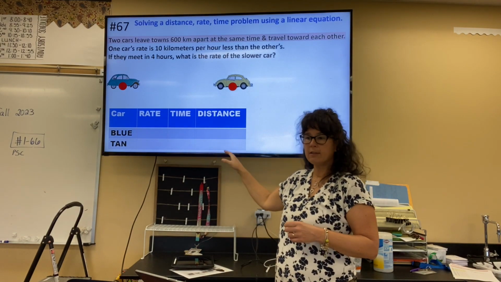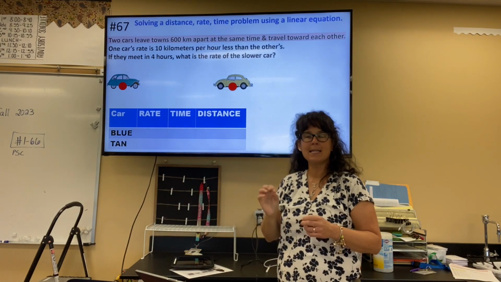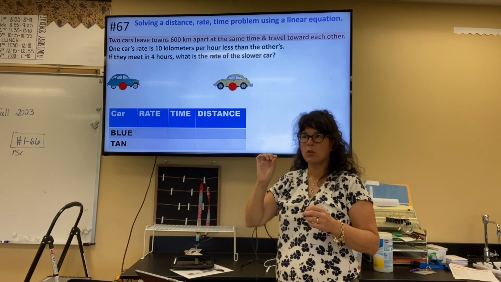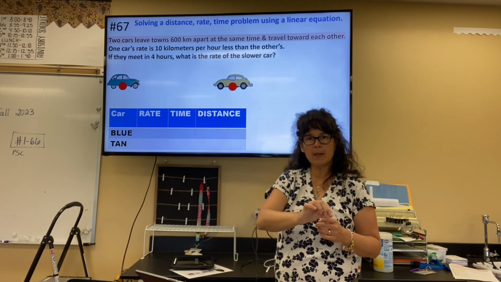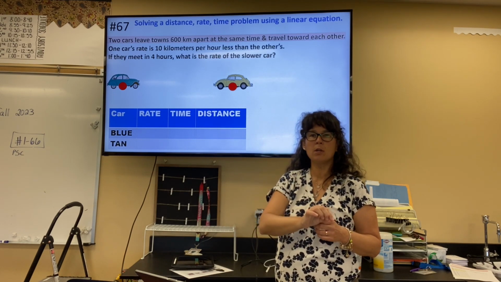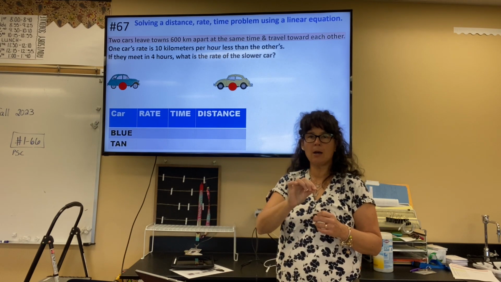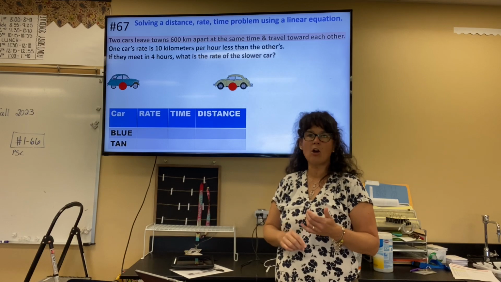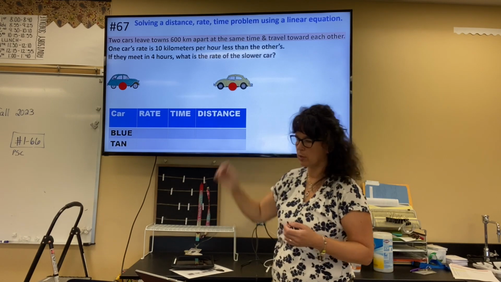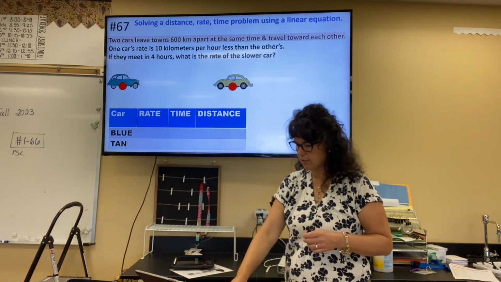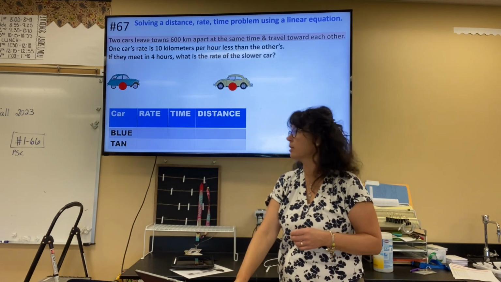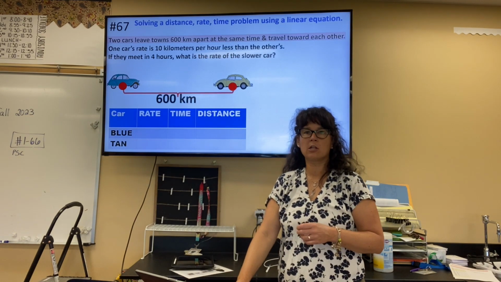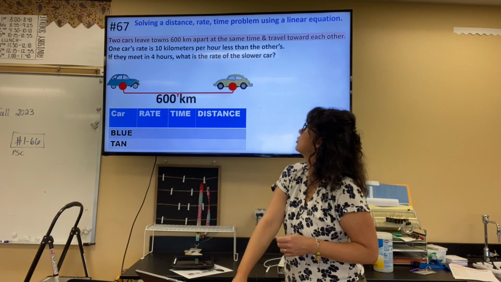Next, we want to fill in these boxes, and keep in mind anytime you are referring to something that you don't know, then you need to stop and label that a variable. I'm going to use D, R, and T. Okay, so here we go. We have two cars, they're 600 miles apart, so I'm going to label that. They're 600 miles apart. They're traveling towards each other.